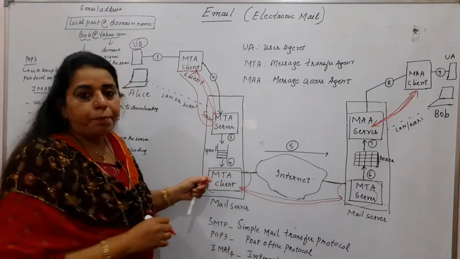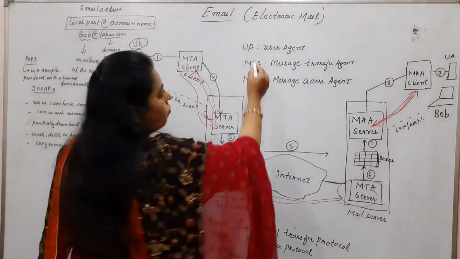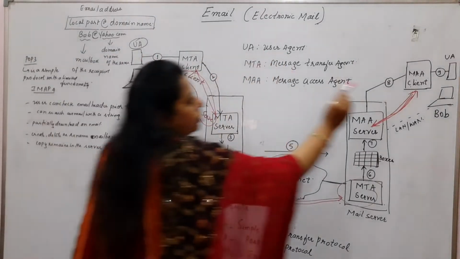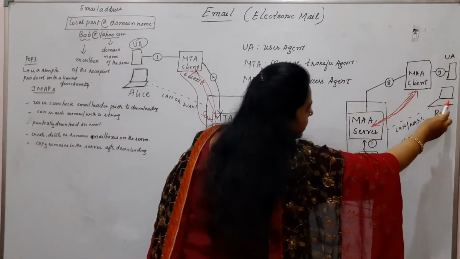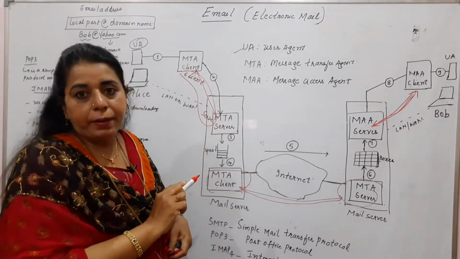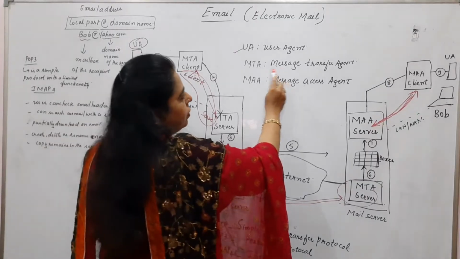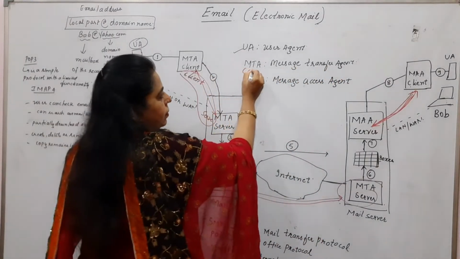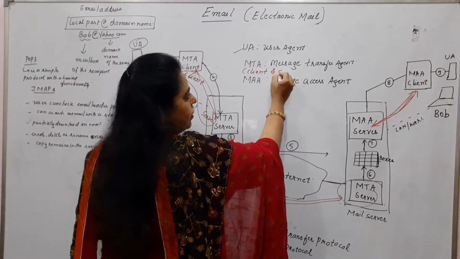That means the complete architecture requires one pair of user agent. The user agent should be there at Alice's side, and that program should be present on Bob's machine also. So one pair of user agent is required. And two pairs of what? MTA, message transfer agent, client and server. Two pairs, client and server.